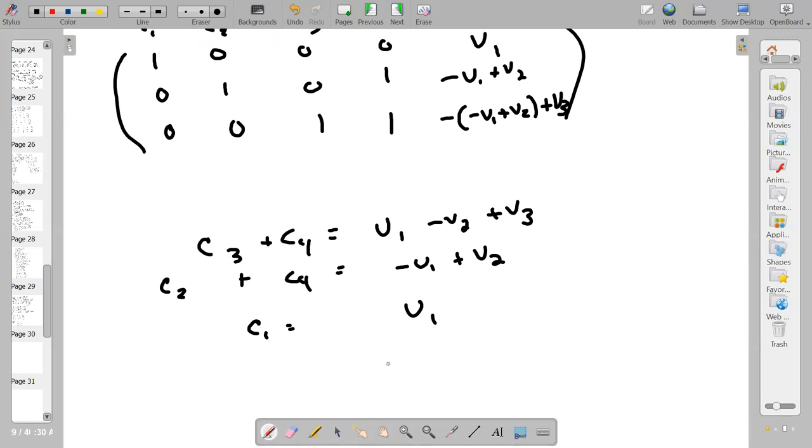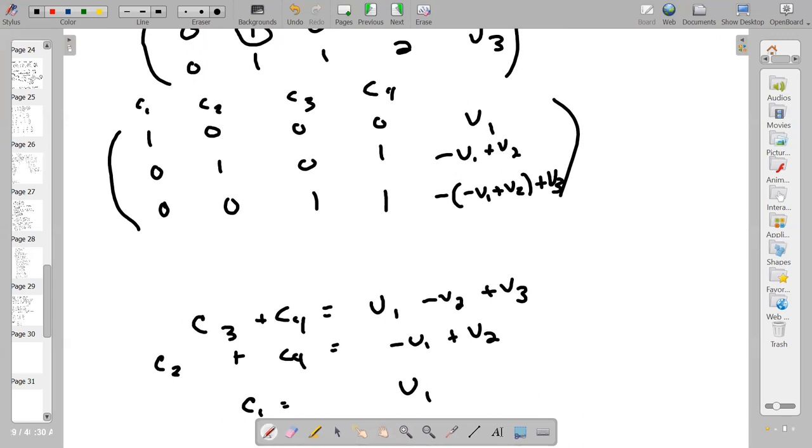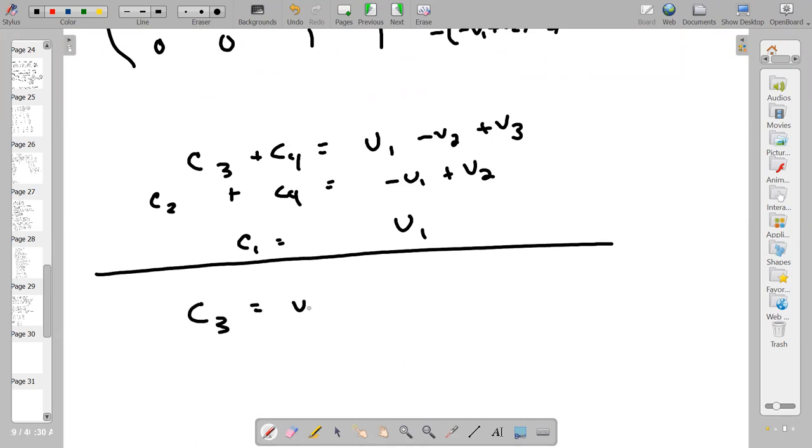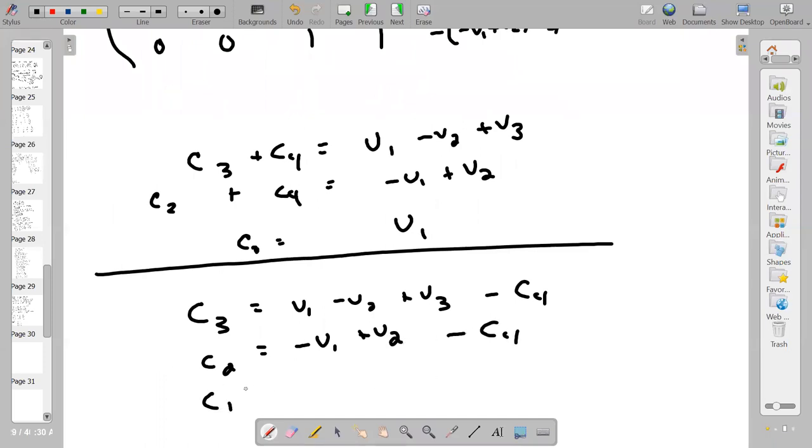So what I'm claiming is that the way that we would normally solve the system of equations is we would think about the last column, C4, as representing a free variable, and the first three columns, because those columns contain non-zero pivots, we would think of them, as the author of the book says, as basic variables. So if we imagine that C4 varies freely, we can write C3 as equal to V1 minus V2 plus V3 minus C4. From the second row, we can write C2 as minus V1 plus V2 minus C4. And C1 is just V1.